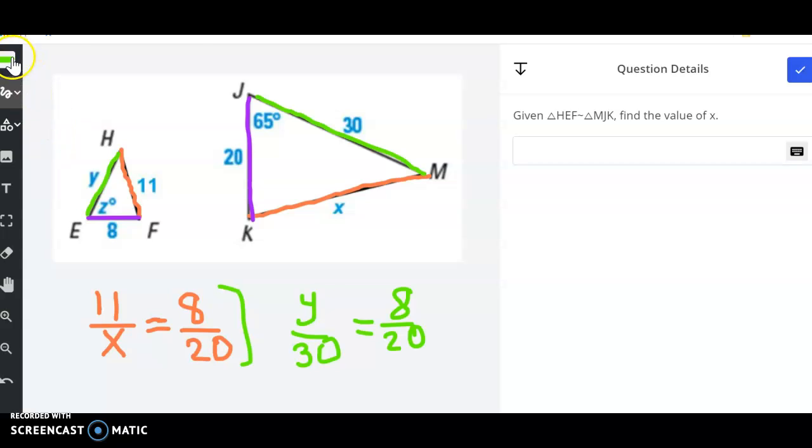And then I can notice here that my Z is in between green and purple. Come over here between green and purple, and it's 65. So Z, don't do any extra work. I noticed on the homework, a lot of you were trying to solve for Z. In this case, Z is just 65 degrees.